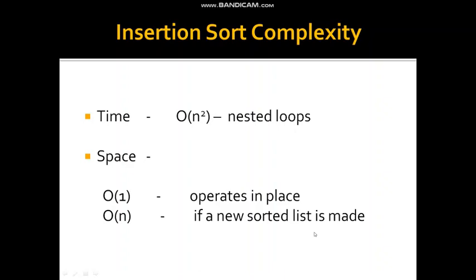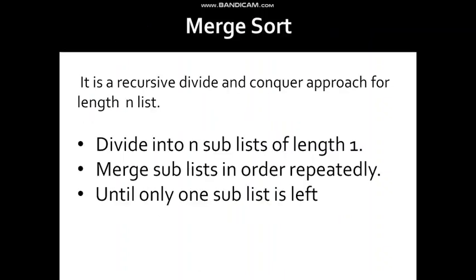So this was all about insertion sort complexity, and our next algorithm is merge sort. Merge sort is a recursive divide and conquer approach for the list which has length n. In this, we divide the whole array into different sublists of length 1 and then merge them in order to sort the whole list, and we merge this list repeatedly until only one sublist is left, or only one sorted list is left.